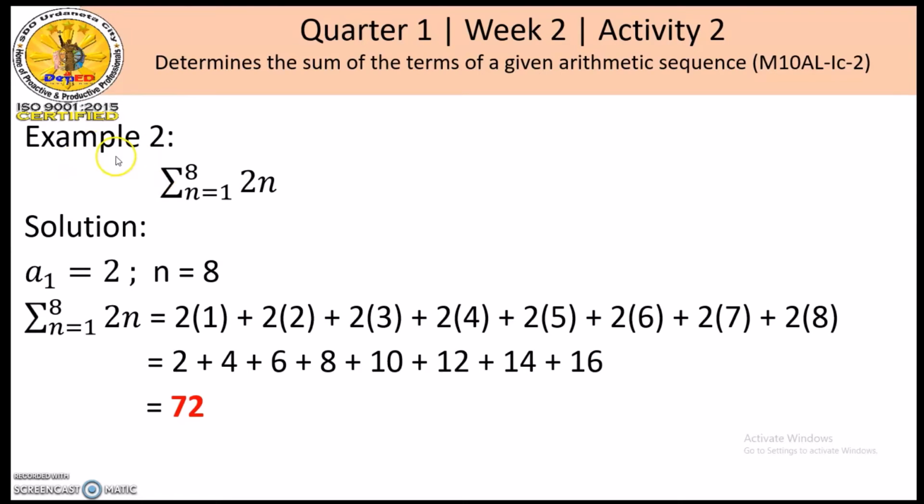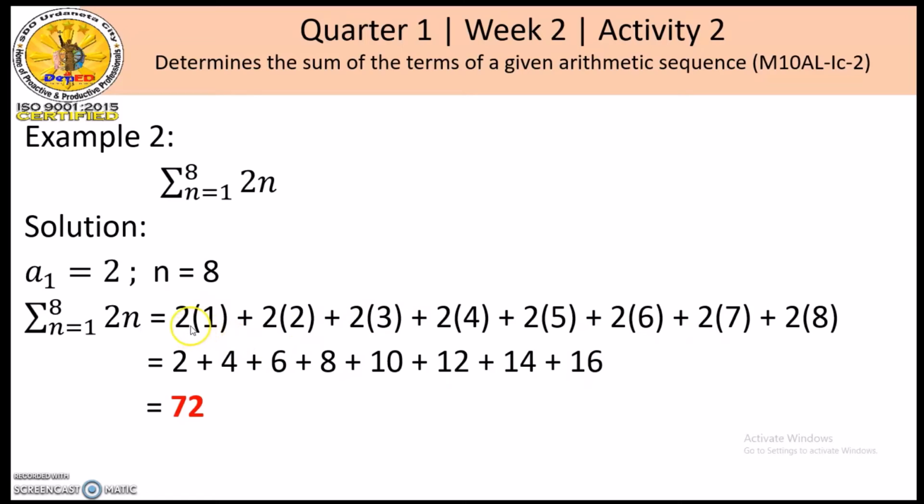We have another example on your activity 2. So we have the sum of the sequence 2n from the first up to the 8th term. The Greek letter sigma symbolizes that we are looking for the sum of the sequence 2n. So for your solution, your a1, or your first term, is equal to 2, and your n is equal to 8. So we would substitute n from numbers 1 to 8, then add the values.